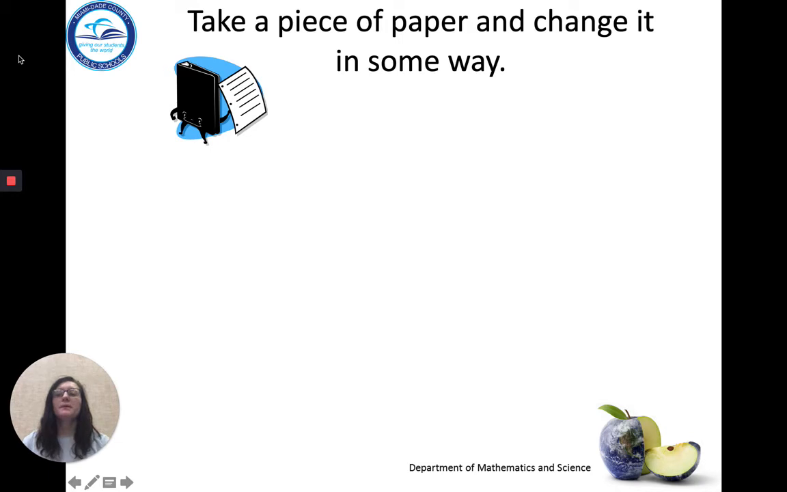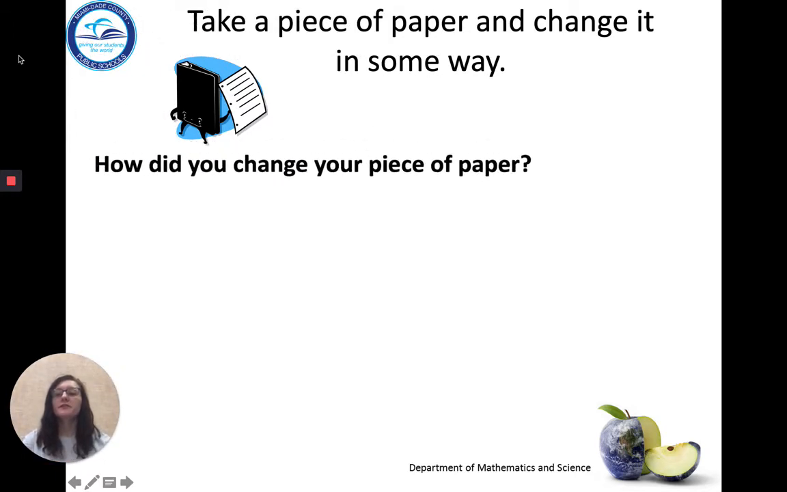All right, so if you have a piece of paper in front of you, I want you to take that piece of paper and change it in some way. You can pick whatever way you would like. I'm going to take just a regular sheet of paper here, and I'm going to choose to crumple it up. So we went from just a plain sheet of paper, and we made it into a crumpled up ball.